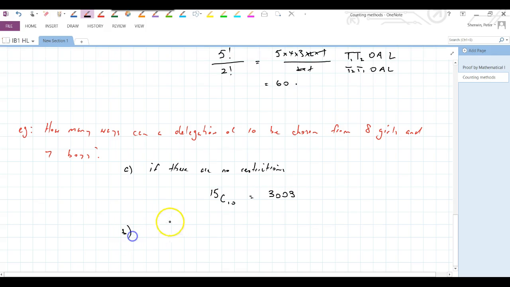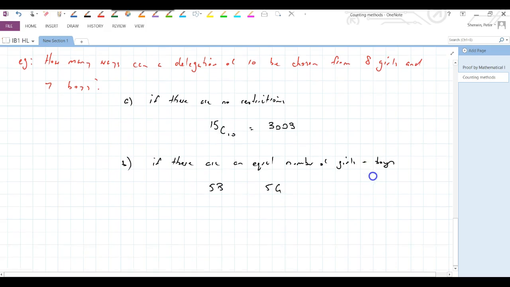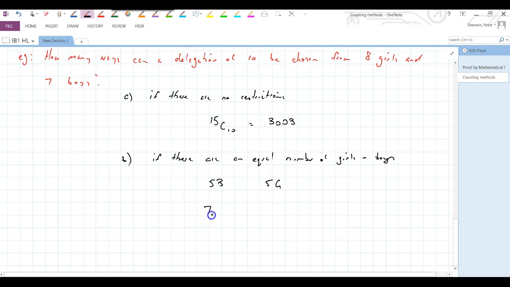Let's bring in a restriction. So now if there are an equal number of girls and boys, so now we need 5 of each. We need 5 boys and 5 girls. So now from our 7 boys, we need to choose 5. And from our 8 girls, we need to choose 5. And we multiply them together.